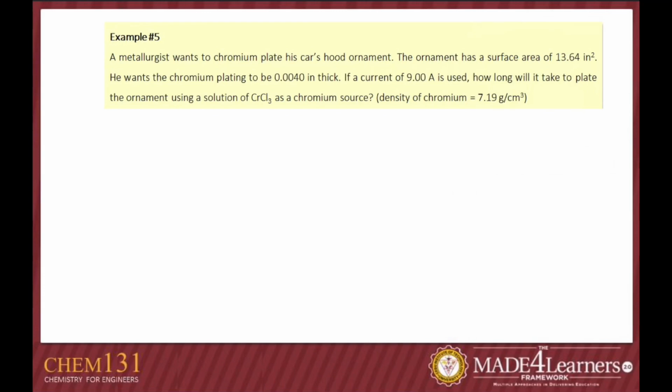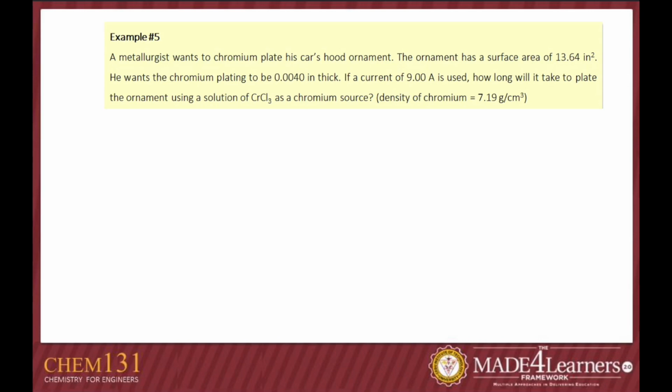Okay, let's solve example number 5. A metallurgist wants to chromium plate his car's hood ornament. The ornament has a surface area of 13.64 inch squared, and he wants the chromium plating to be 0.0040 inch thick. If a current of 9 amperes is used, how long will it take to plate the ornament using a solution of chromium chloride as a chromium source, wherein the density of chromium is 7.19 grams per cubic centimeter.